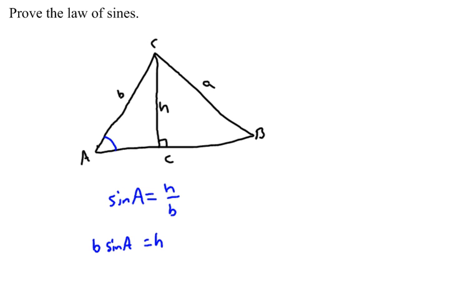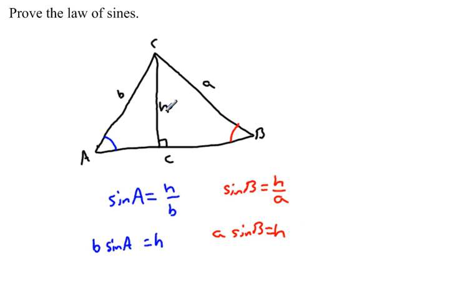All right, likewise, I can look at this right triangle on the right-hand side. I'm going to look at angle B right now. From angle B, I can talk about the sine of angle B being opposite over hypotenuse. And so I can write the sine of B equals h over a. And again, solving for h, I can multiply both sides by a. We get a times the sine of B is equal to h.